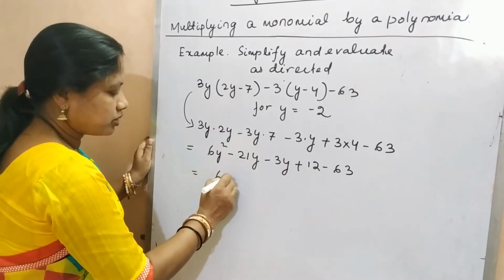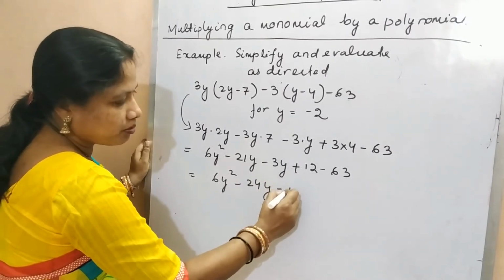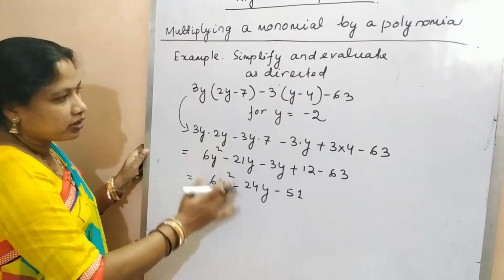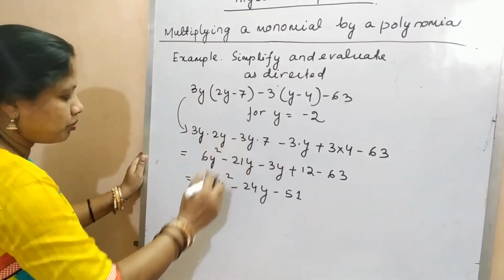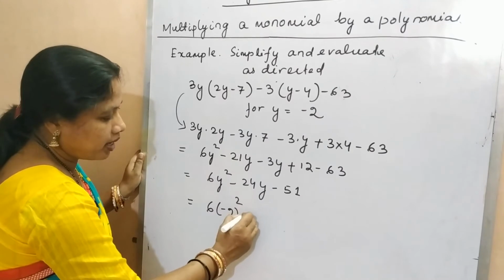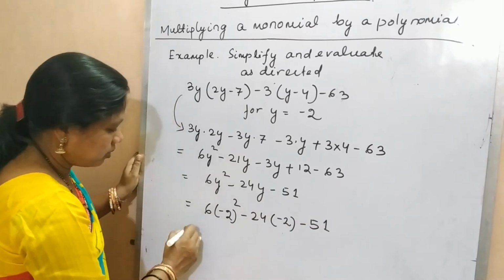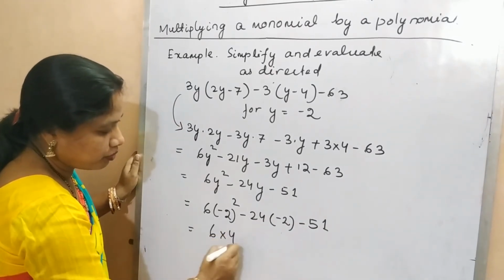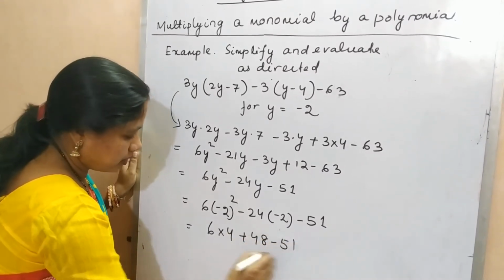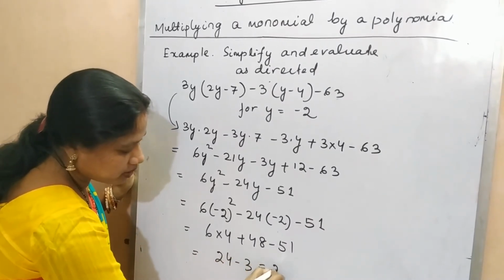So this is equal to 6y square minus 24y minus 51. So this is the simplification of this algebraic expression. Then we will put the value of y is equal to minus 2 here. So this is equal to 6 multiplied with minus 2 square minus 24 multiplied with minus 2 minus 51. So this is equal to 6 multiplied with 4 minus 24 multiplied with minus 2, plus 48 minus 51. So this is equal to 24 minus 3. So the answer is 21.